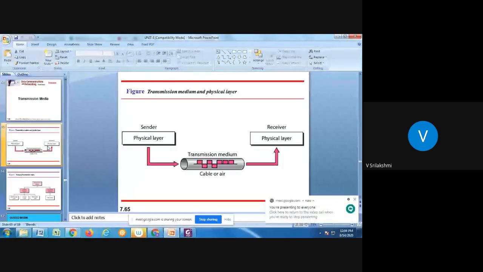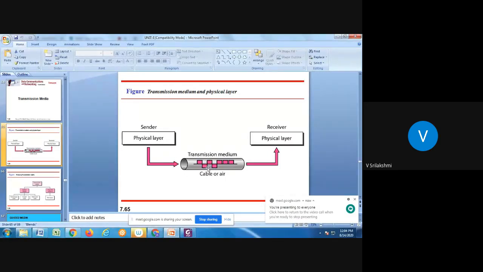So transmission medium is nothing but whichever the sender is there, if the sender wants to send data to the receiver, it needs some medium. So using the medium, it can send the data. So the sender is sending data to the receiver using this transmission medium.